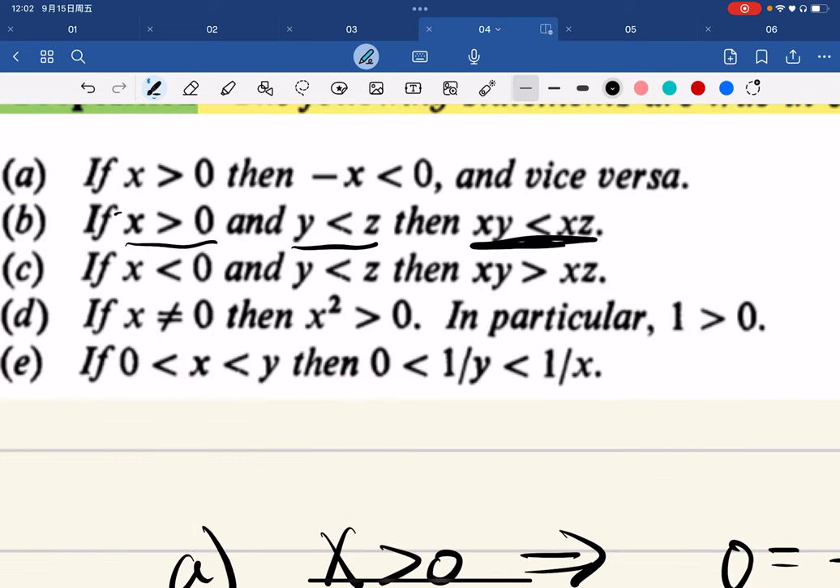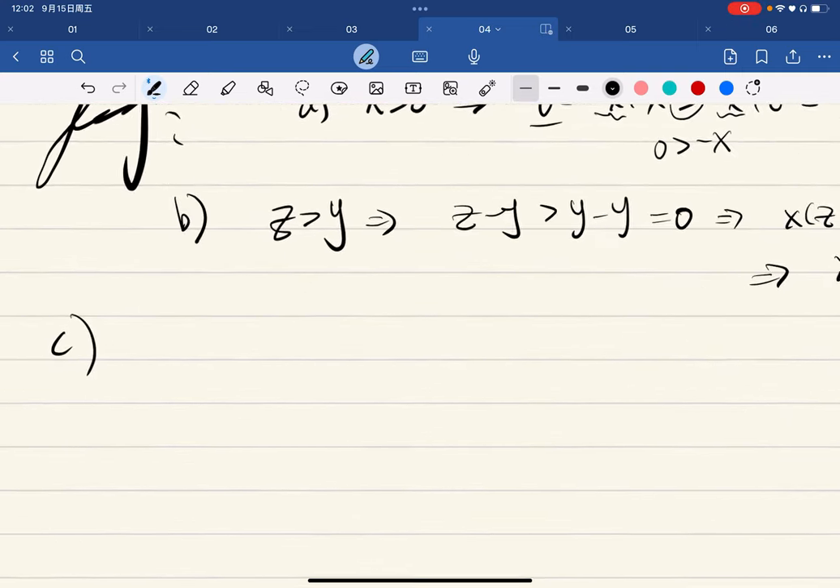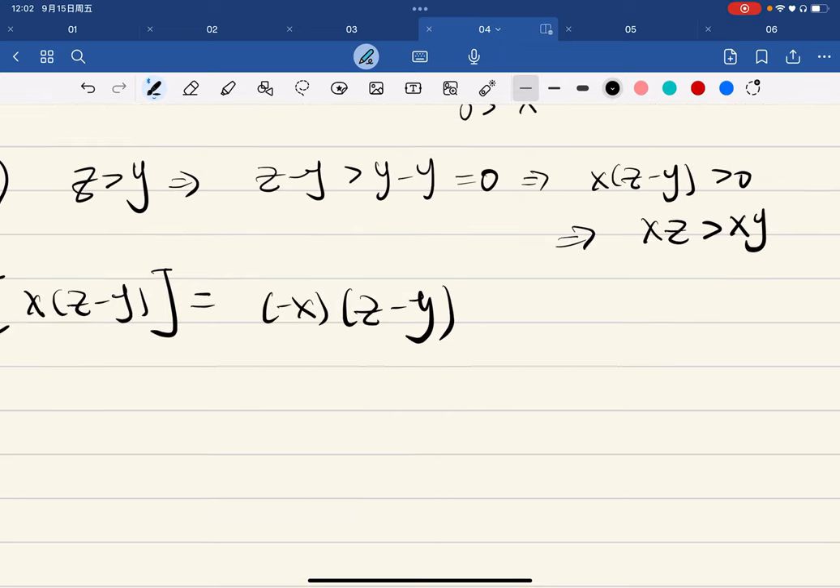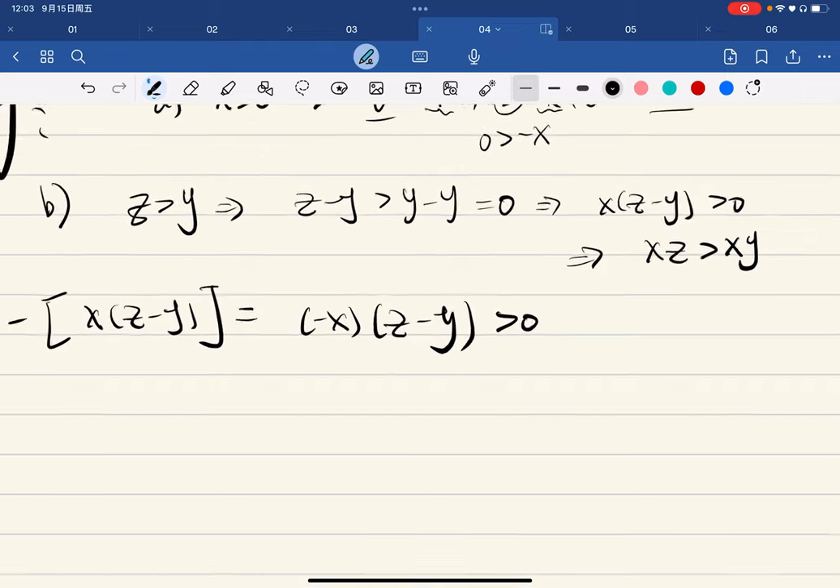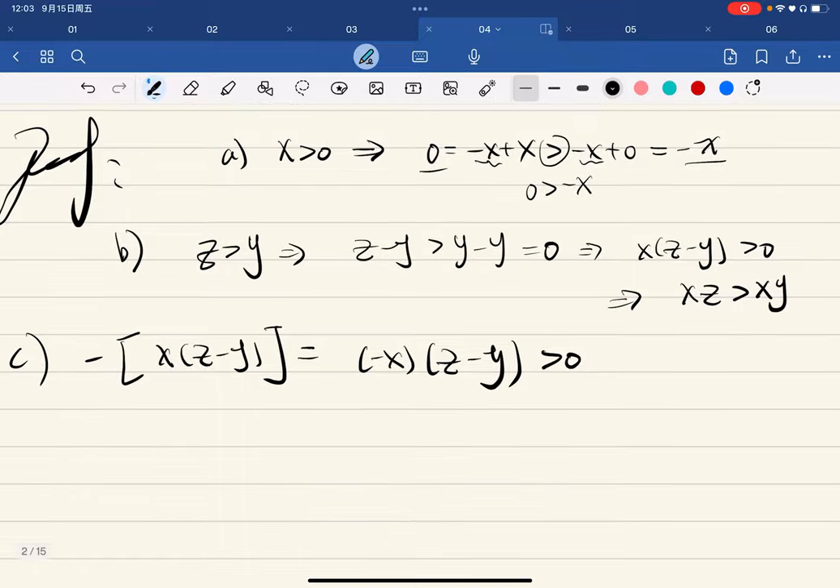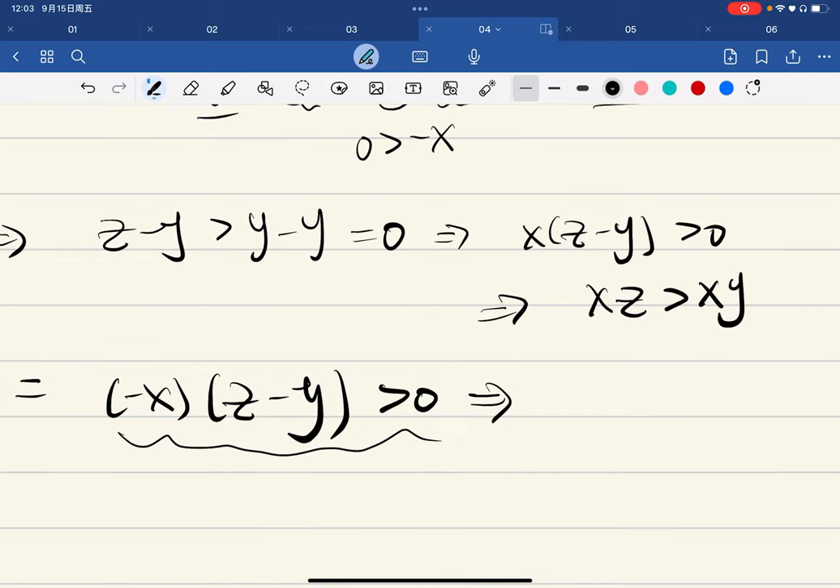If you multiply by a negative number, then the order flips around. So we have negative x times z minus y, which is equal to negative x times (z minus y), and this is greater than 0, because negative x is greater than 0 if x is less than 0. By part B, we get this, and we get that xz is less than xy.